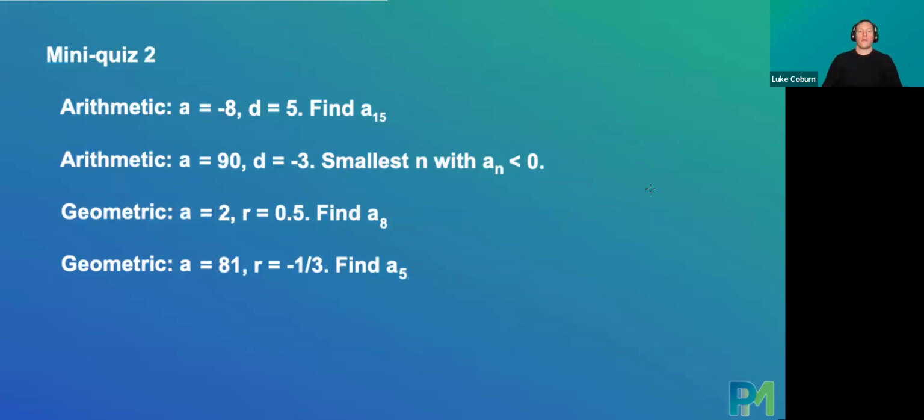Okay, so have a look at this one here and see if you can work out a_15, and the next one, the smallest n with a_n less than 0. And then for the geometric cases, find a_8 and a_5. And then once we finish this, we'll finish up.